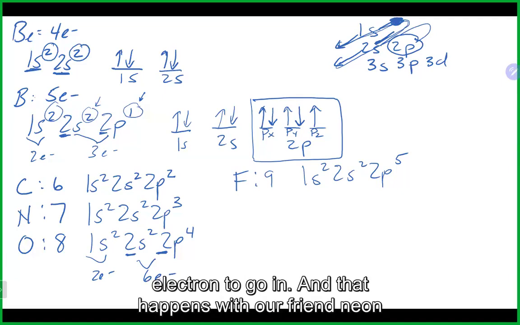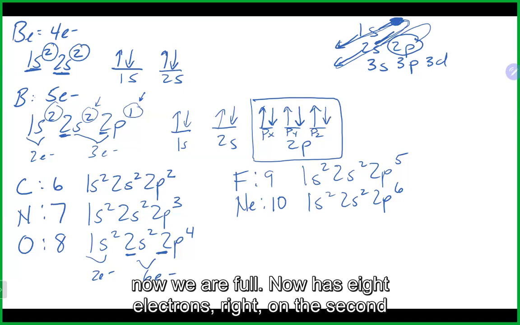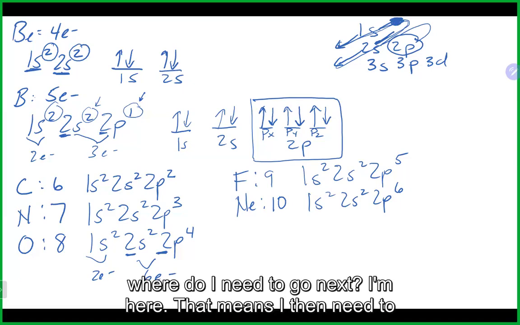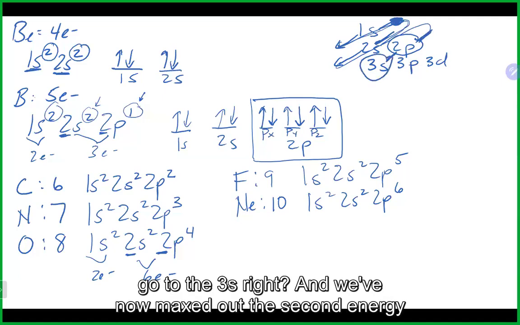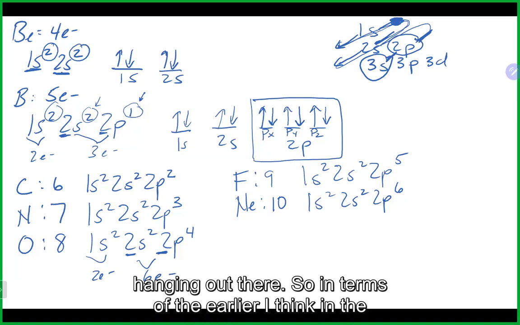And that happens with our friend neon here at number 10. 1s2, 2s2, 2p6 at this point. And now we are full. Now it has 8 electrons on the second energy level and 2 on the first. By the way, after that, where do I need to go next? I'm here. That means I then need to go to the 3s, right? And we've now maxed out the second energy level in terms of electrons. We got a grand total of 8 hanging out there.